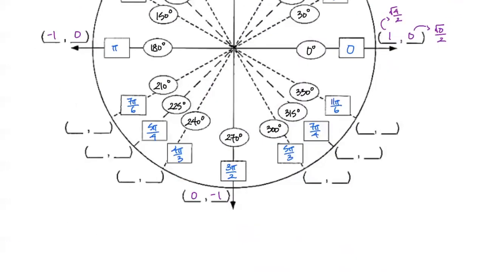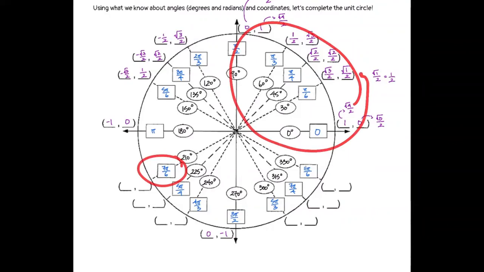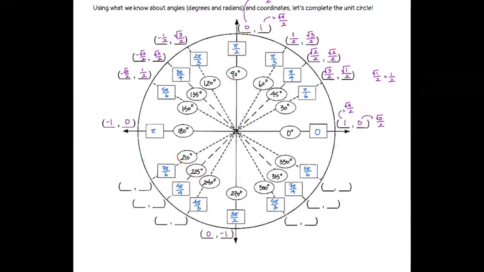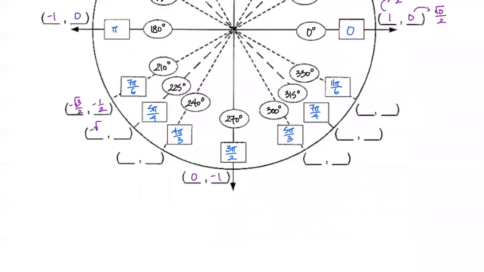All right. So that being said, 7π/6. Which angle in the first quadrant is its reference angle? π/6, good, yeah. Because this is the reference angle and that's the same size as π/6. So I'm gonna grab these coordinates. However, since I'm going in the negative x direction and a negative y direction, I'm going to make the coordinates negative. Negative √3/2, -1/2.